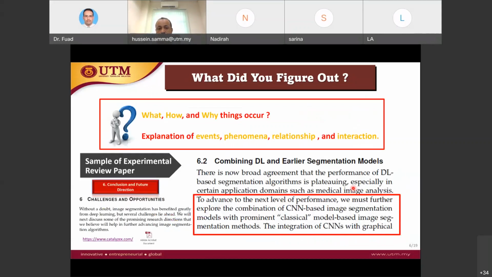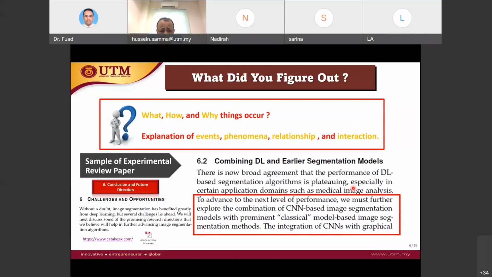You have to be clear about this. What's your finding now? What do you see? Where is the trend? What's the pattern? What are the weaknesses of existing techniques that are already published in the literature?